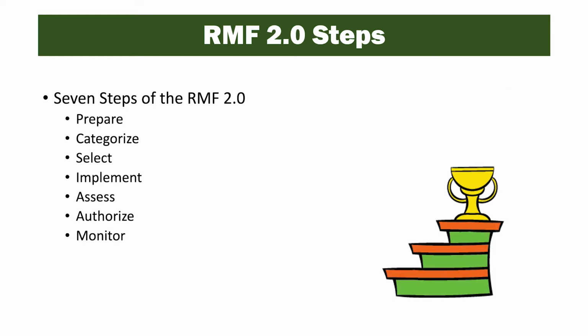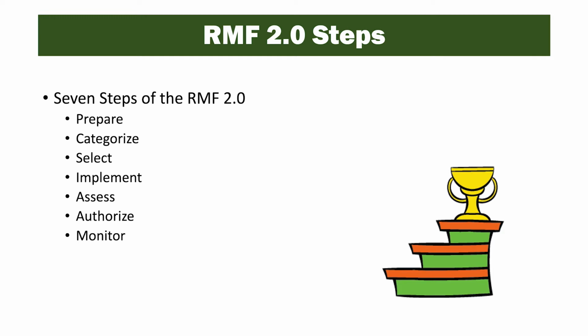As you know by now, there are 7 steps to RMF 2.0, and that's because of the new prepare step. So the steps are prepare, categorize, select, implement, assess, authorize, and monitor.